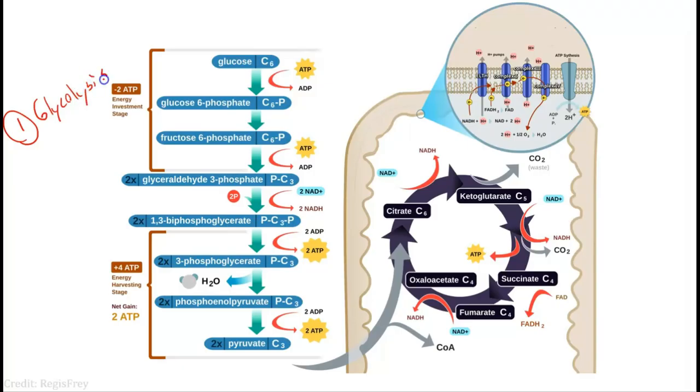And glycolysis, the word literally means, lysis means breakdown, glyco means sugar, so it's the process by which sugar is broken down. The next step is called the citric acid cycle. And then lastly, we have the final step, which is called oxidative phosphorylation.